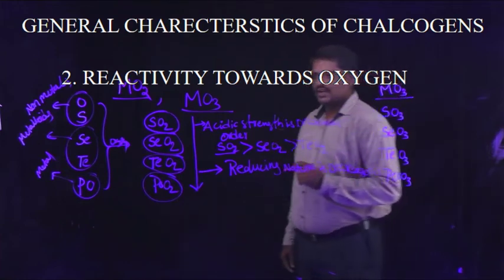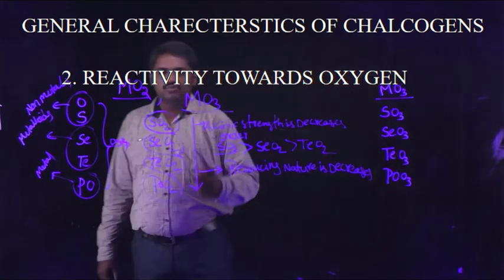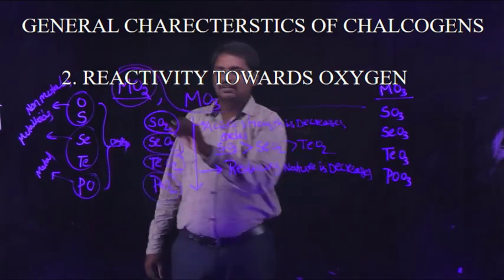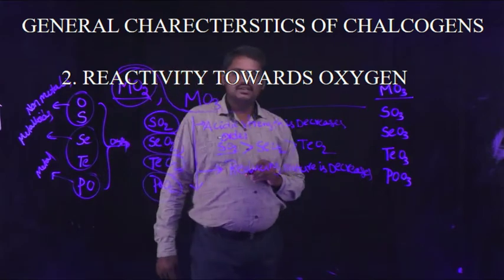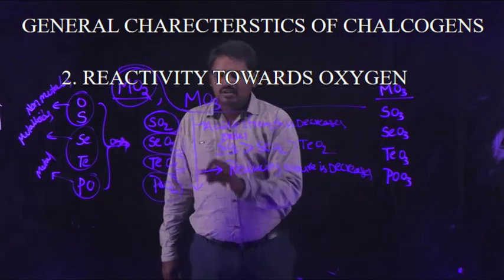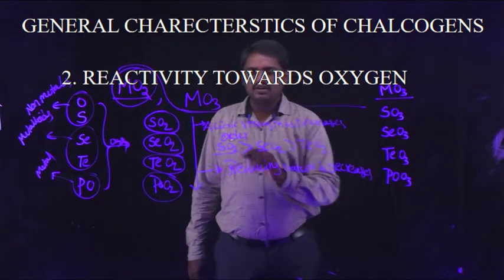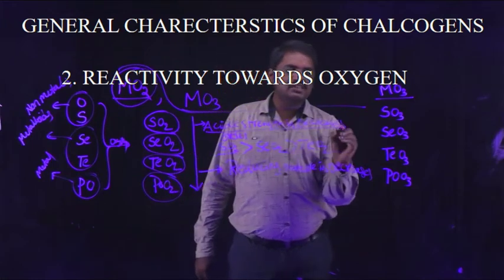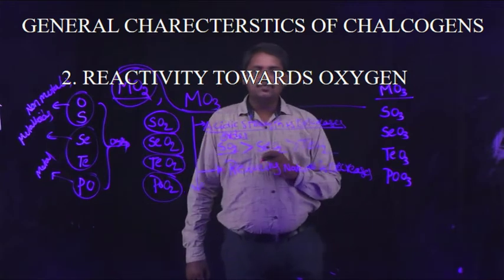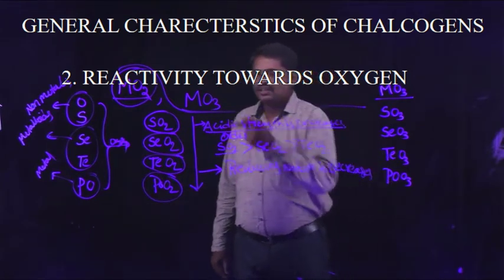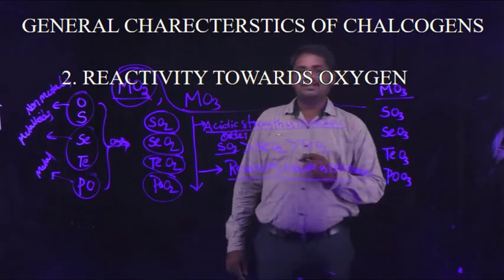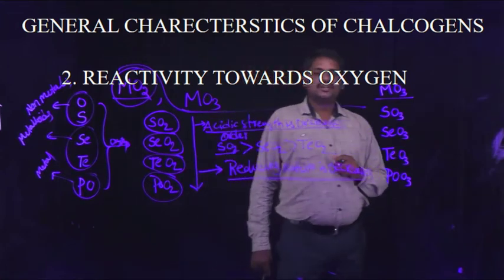So these oxides, MO2 type of oxides, on moving down the group, acidic strength decreases. This is the order of acidic strength. And next one, on moving down the group, reducing nature also decreases.